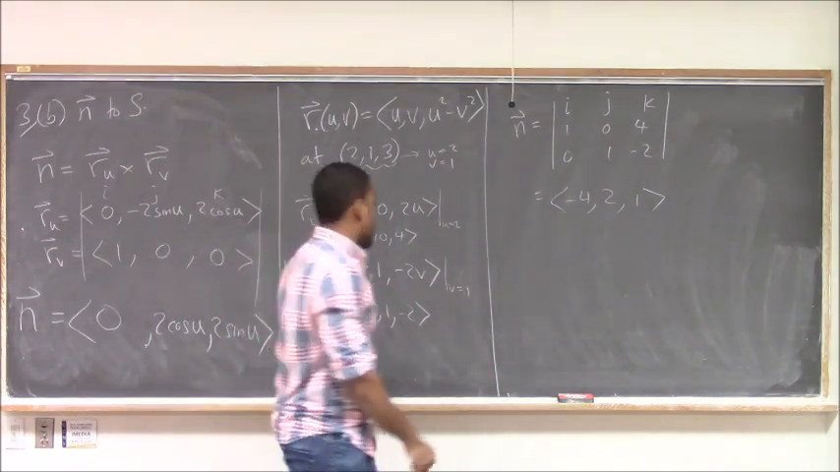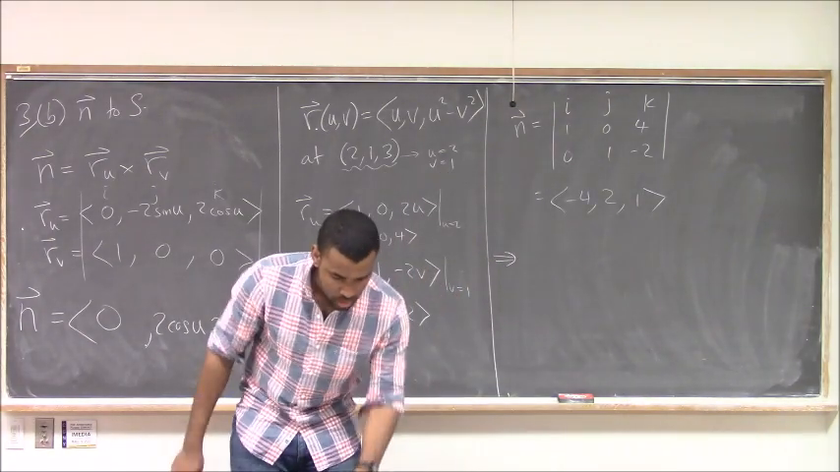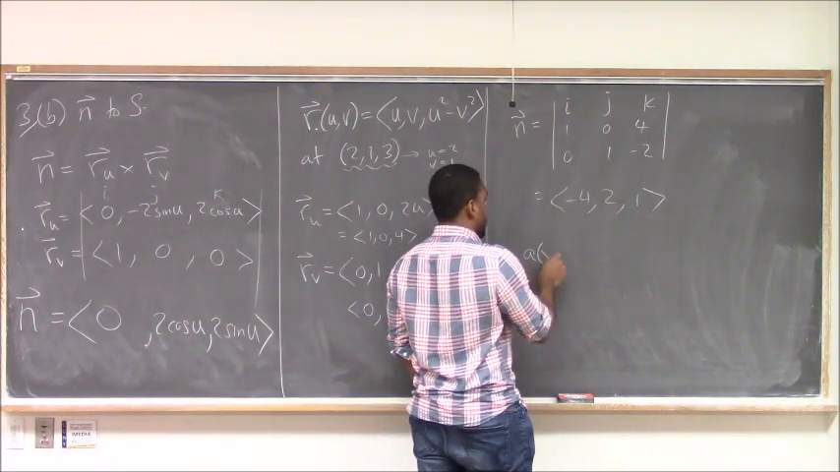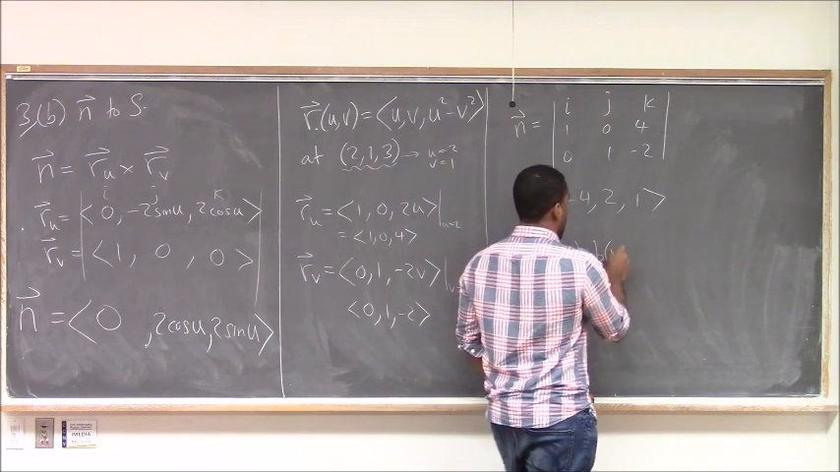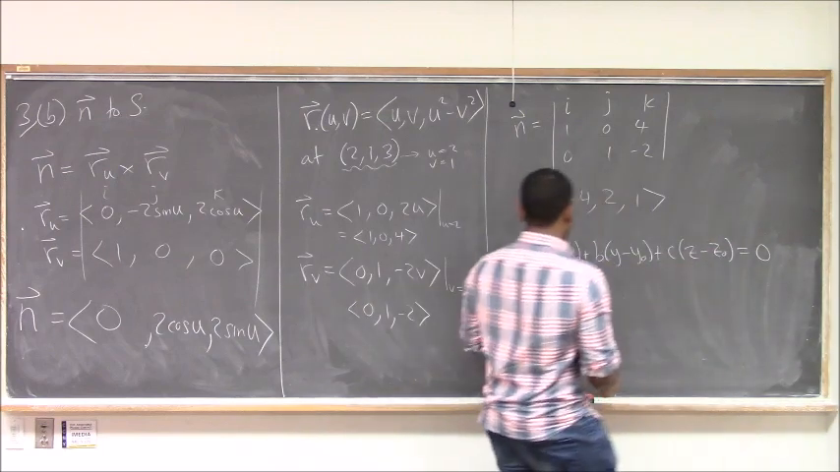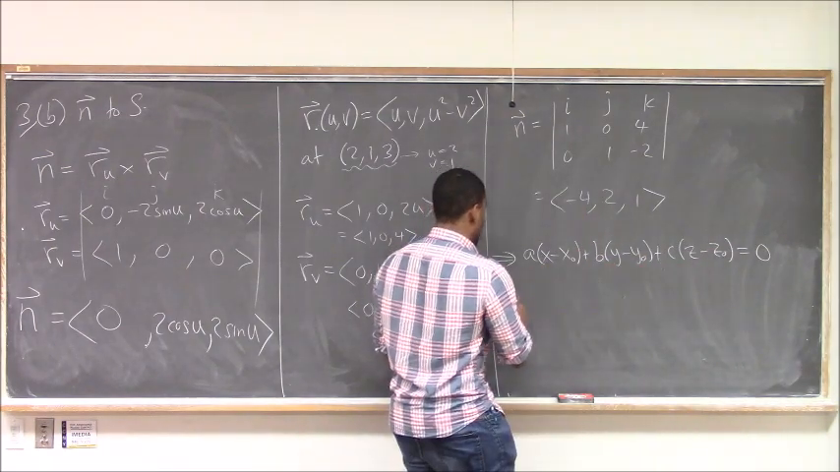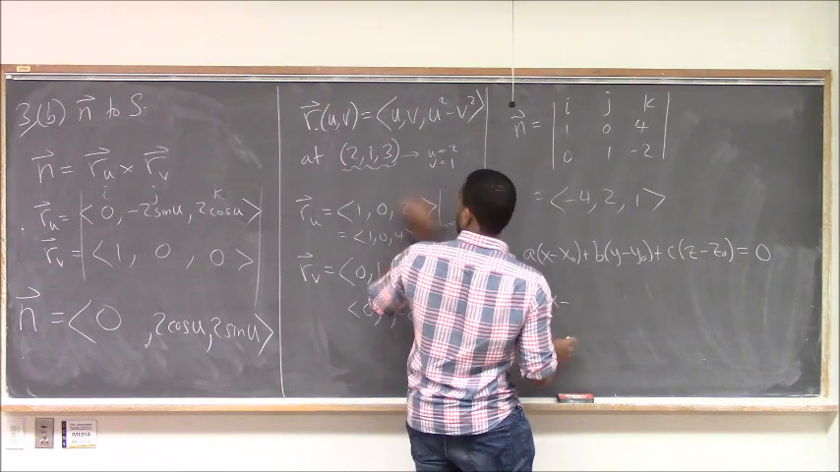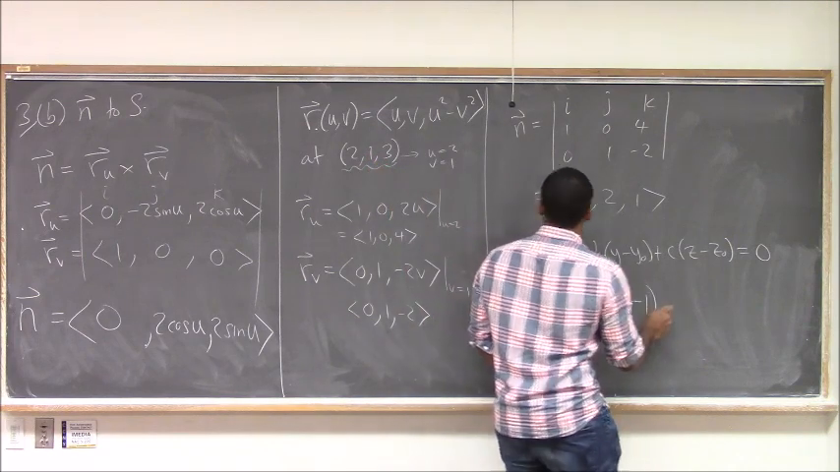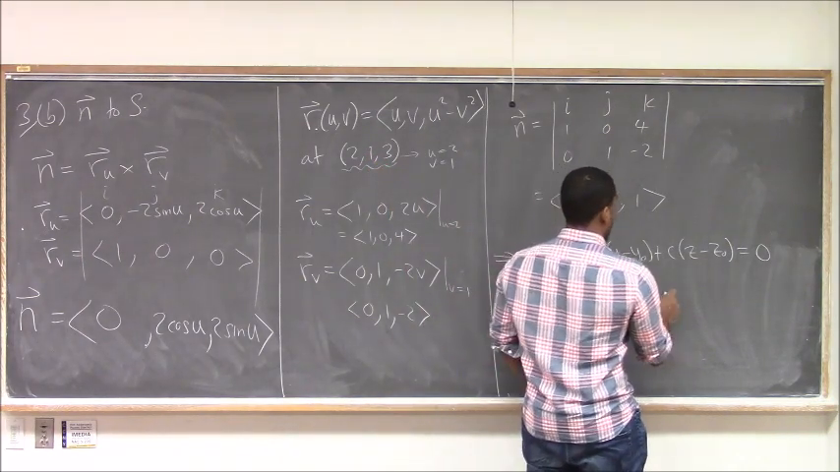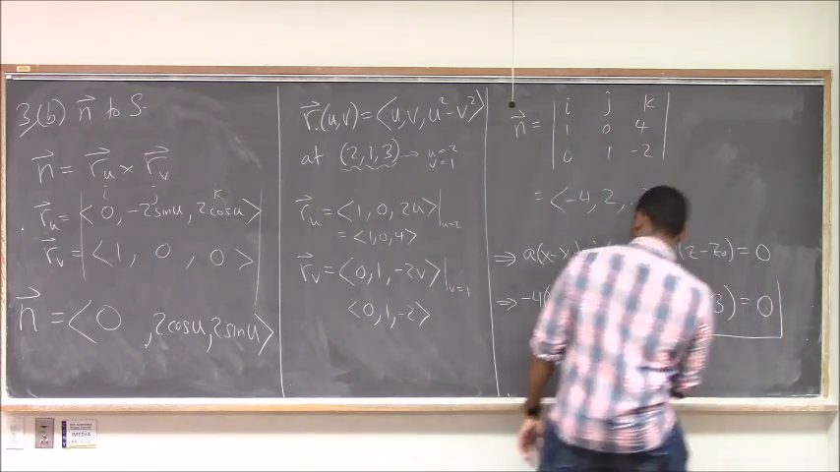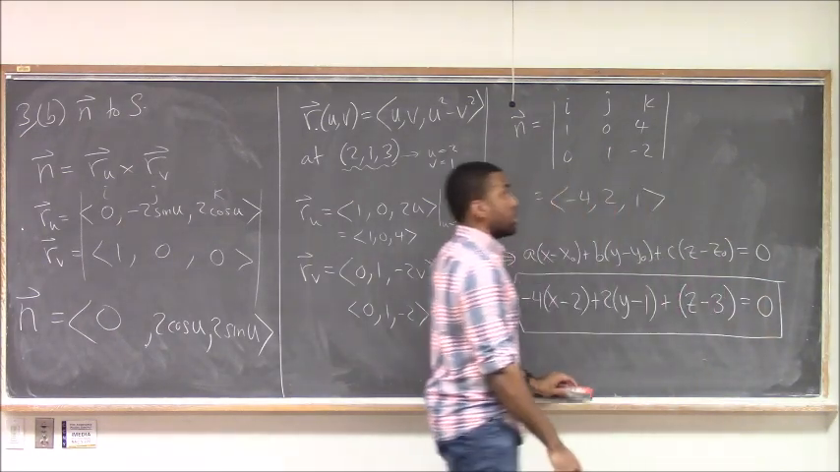And then it would be negative 4. What was the question? To find the tangent plane? Yeah. Okay, so we know that the tangent plane formula is going to look like a times x minus x0 plus b times y minus y0 plus c times z minus z0 equals 0, where the a, b, c comes from the normal vector. So that would be minus 4 times x minus the x coordinate, plus 2 times y minus the y coordinate, and 1 times z minus the z coordinate. And that's your tangent plane.